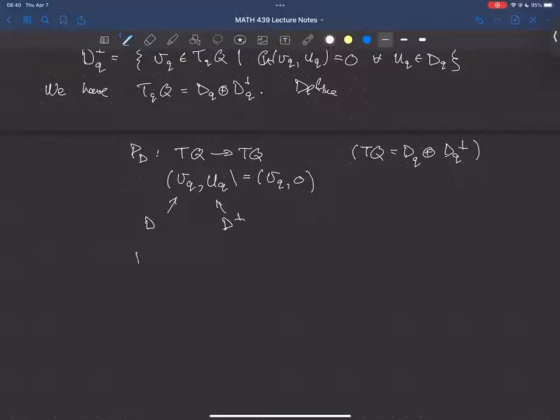Okay, and then we also have PD perp, okay, which is the orthogonal projection onto D perp, of course. Sorry, I'll write it like this. Perp. Okay.